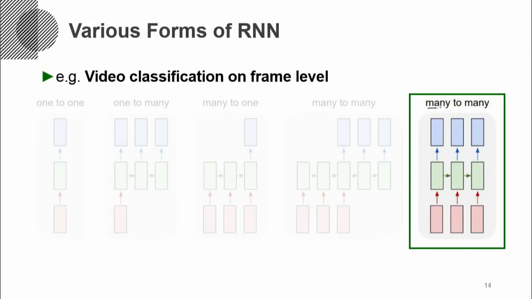Lastly, this problem is also a many-to-many setting, but in this case, the outputs should be generated at the same time given a particular input at each time step. So in this case, the difference from the previous case is that it doesn't allow any delay in generating our output, and thus in this case the real-time aspect is important, such as video classification tasks on a frame level.